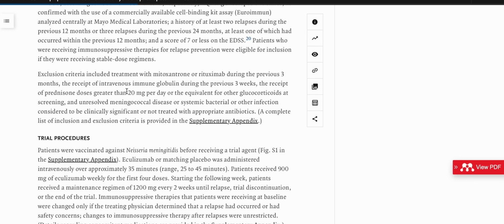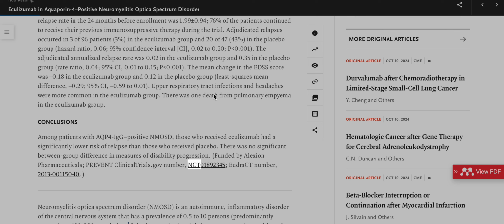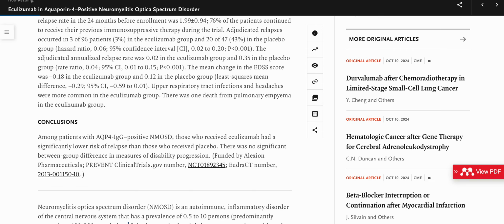Let me just check. Okay, so what I would do is I would just search the term "oral" in this. Oral is not there. Route, dose.